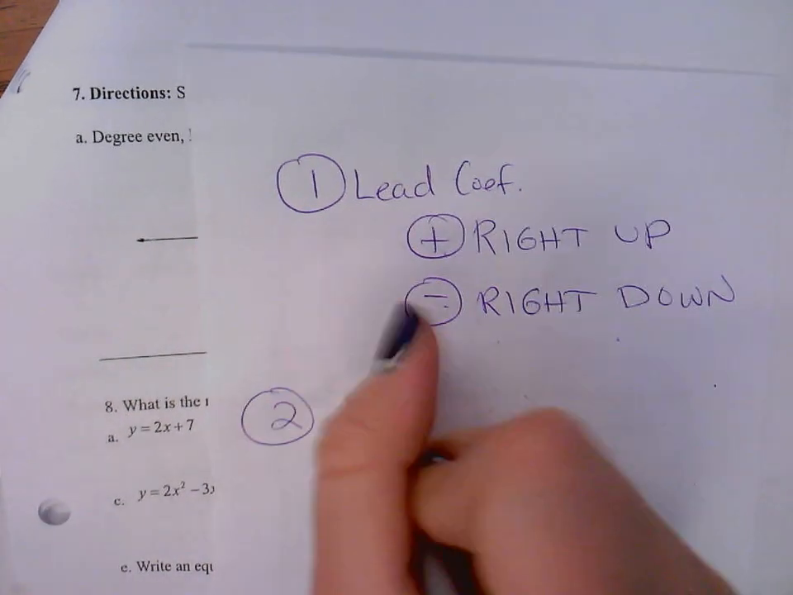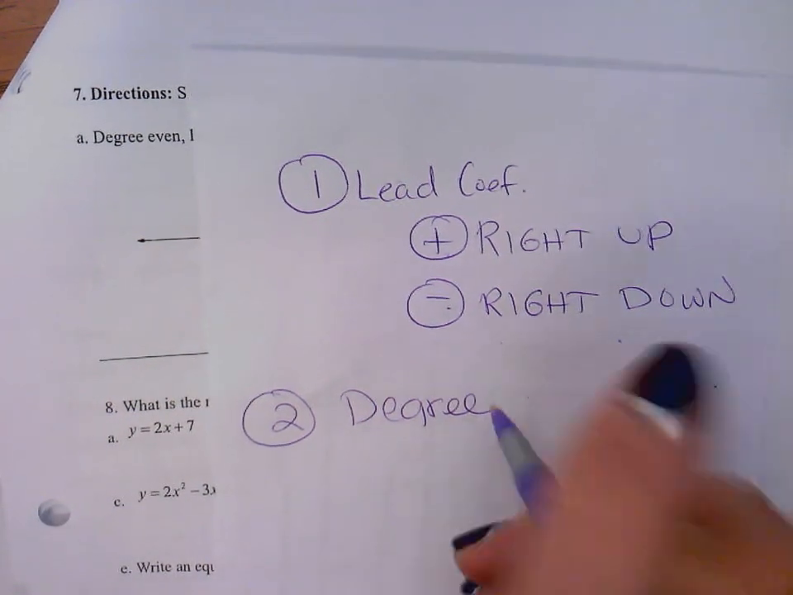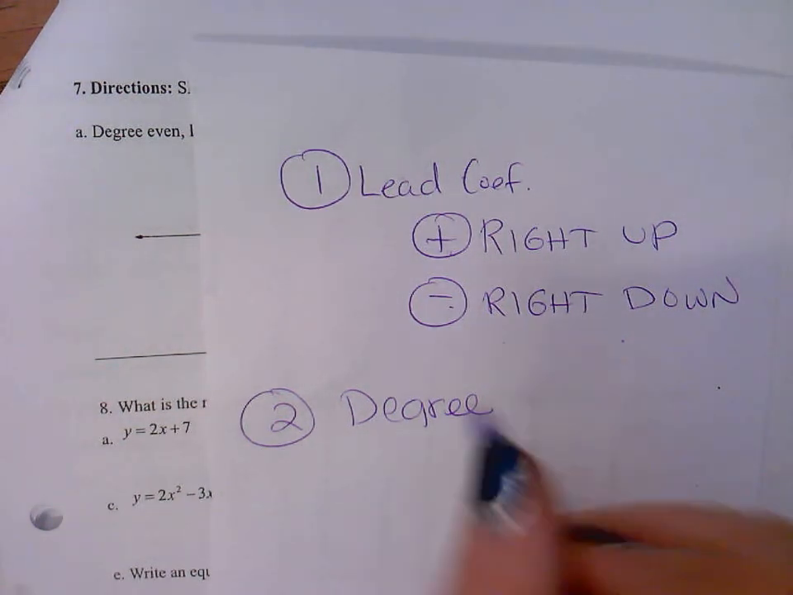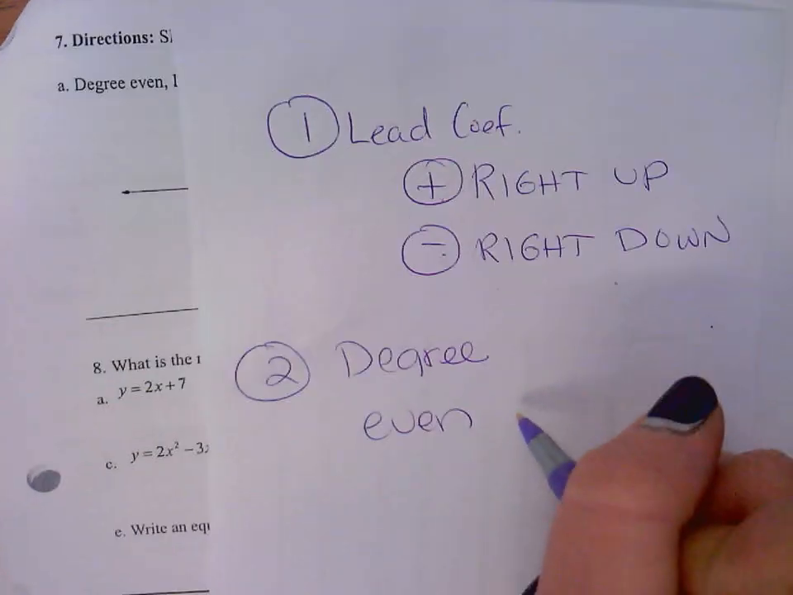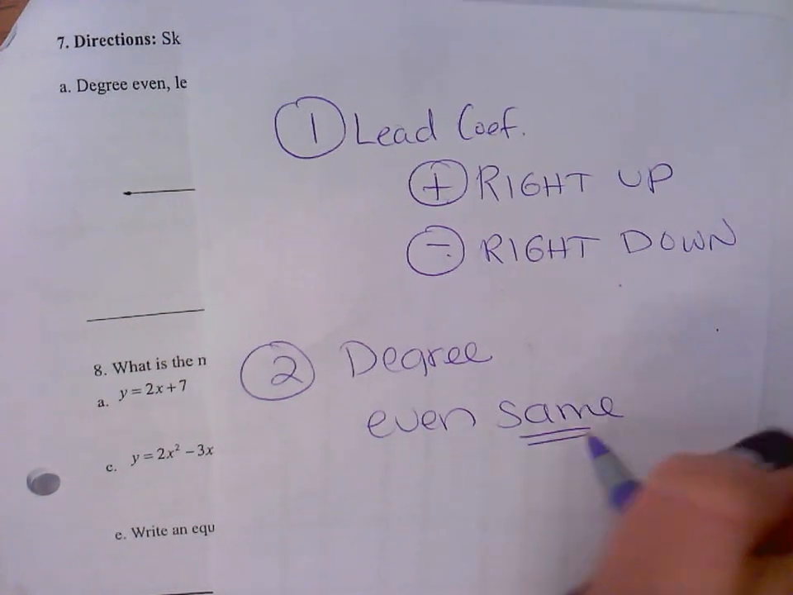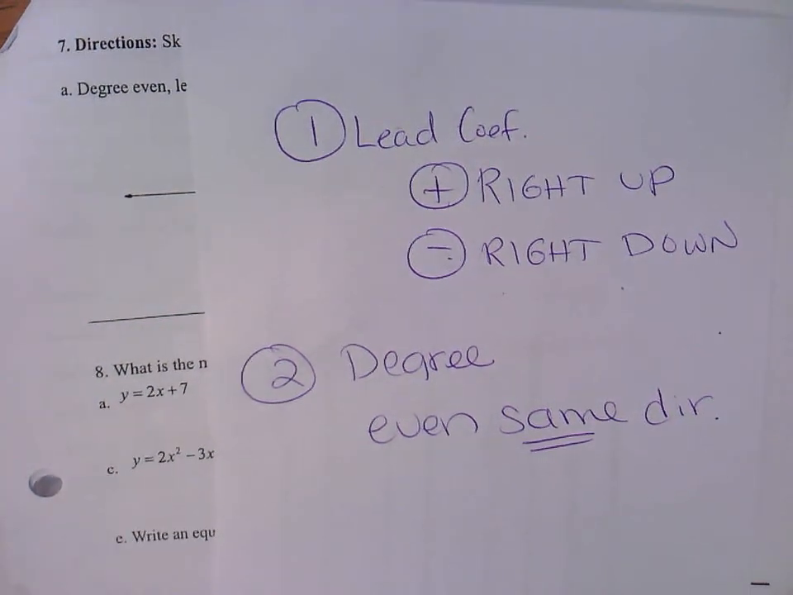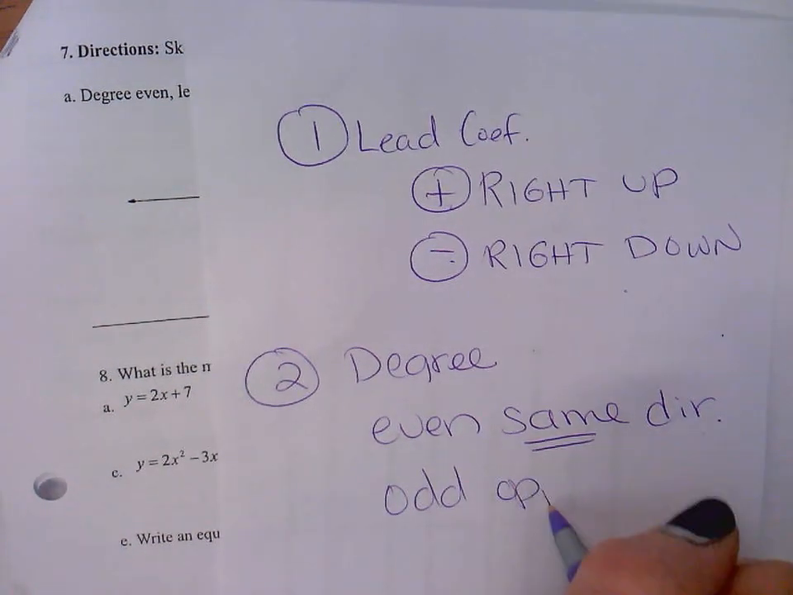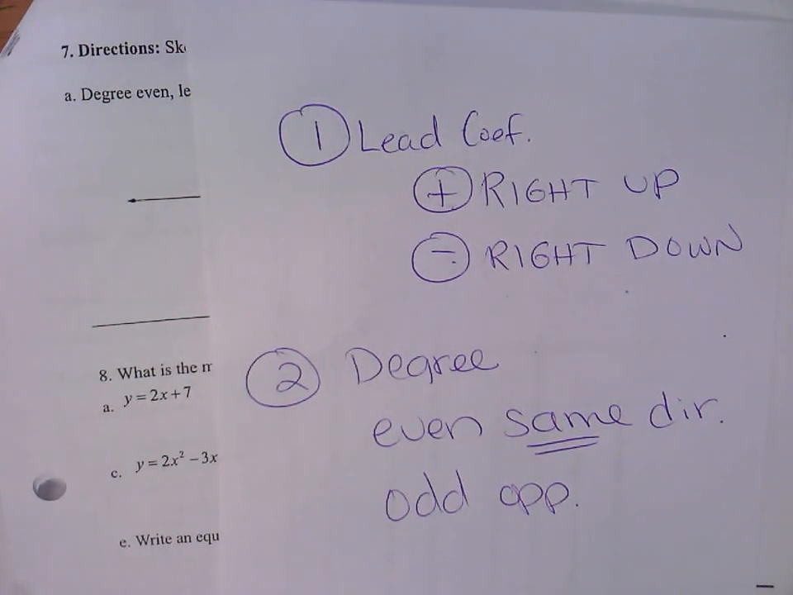Step 2, you look at the degree of your function. So a quadratic is an even degree, x squared. A cubic is an odd degree, x cubed, x to the 4th, x to the 6th. If the degree is even, then the ends go in the same direction, right? Like a quadratic, they both go up. If it's odd, they go in opposite directions, one up and one down.